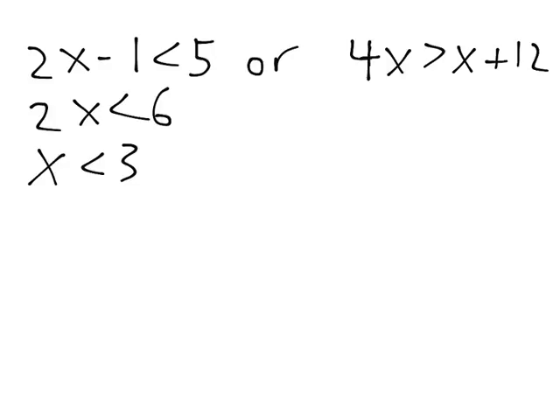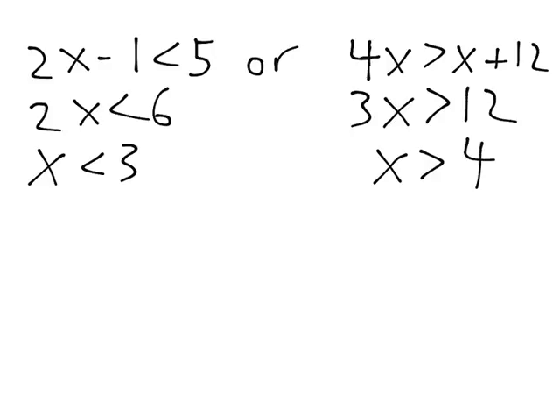Now on the right side, we can subtract x from both sides so that we can combine the terms containing x on the left side of the equation to get 3x is greater than 12. Then we can divide both sides by 3 to get x is larger than 4. Unlike before, we do not require that x is less than 3 and x is greater than 4 for it to solve this compound inequality.